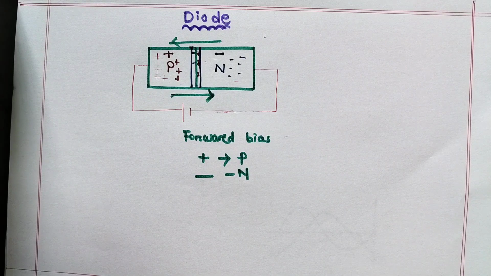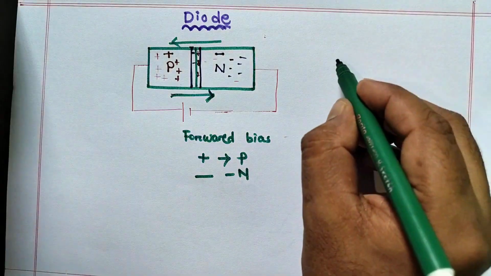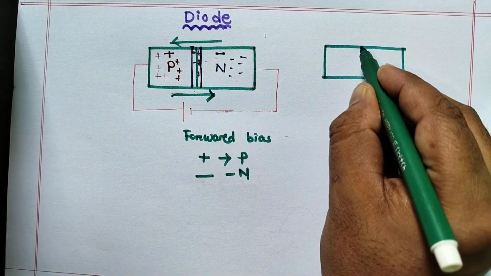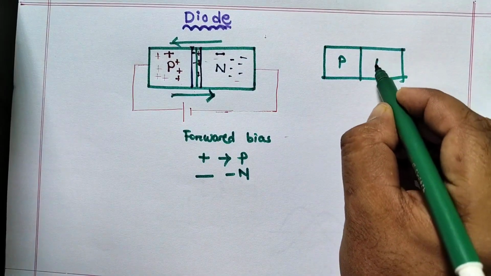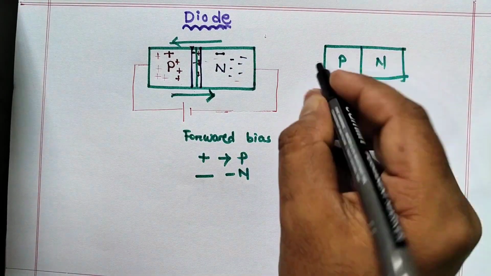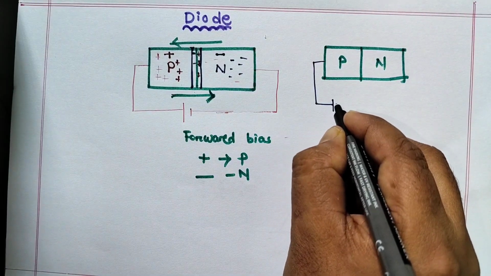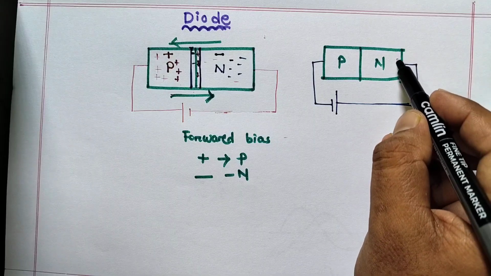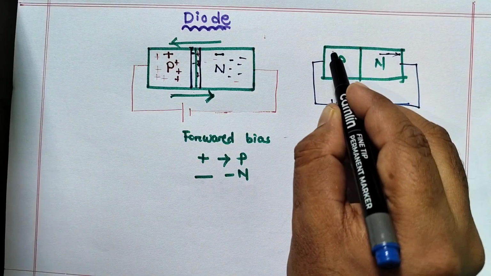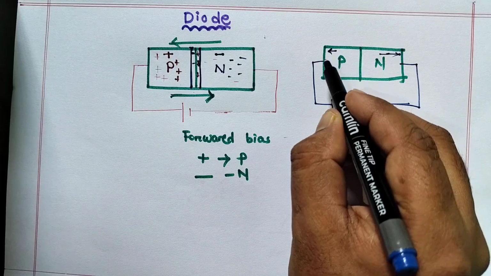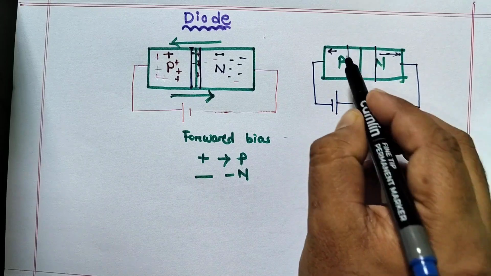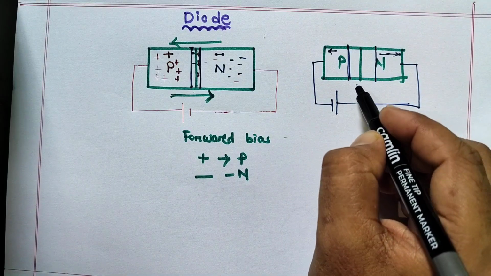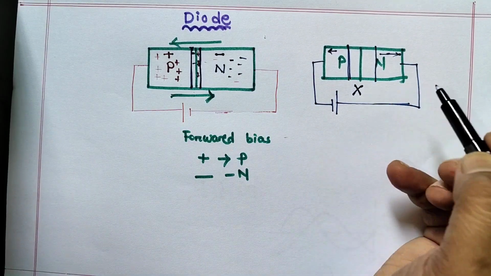If it is reversed, suppose I make a reverse bias condition: here the P, here the N, and I connect P to negative and N to positive. What happens? This is the positive, so the electrons will go like this, and the positive goes like this. Then the depletion layer width increases, so the current will not be allowed to flow in reverse bias condition.